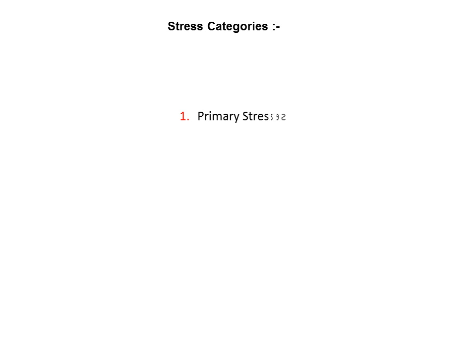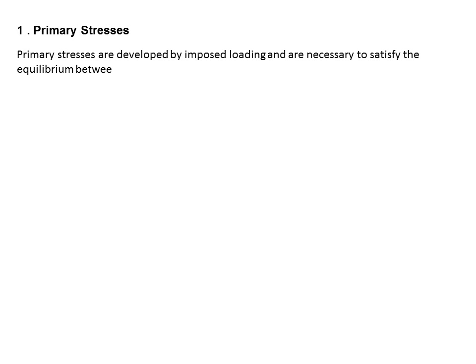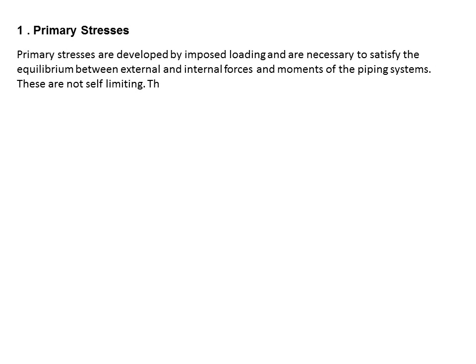Stress categories. We have three stress categories. First is the primary stresses, secondary stresses, and finally the peak stresses. Primary stresses are developed by imposed loading and are necessary to satisfy the equilibrium between the external and internal forces and moments of a piping system.